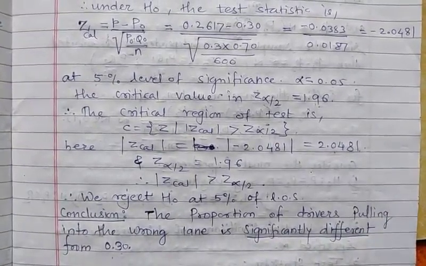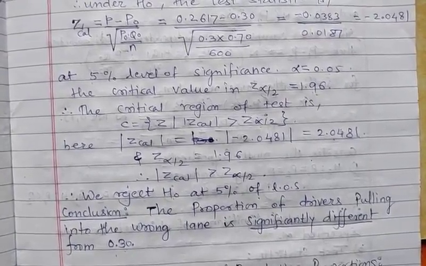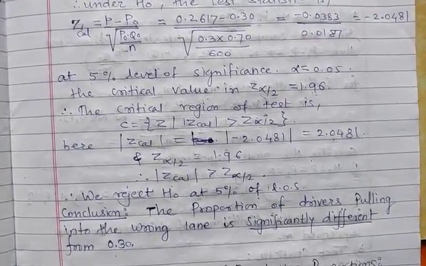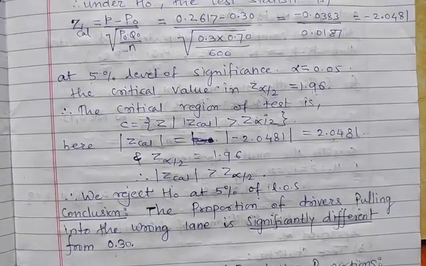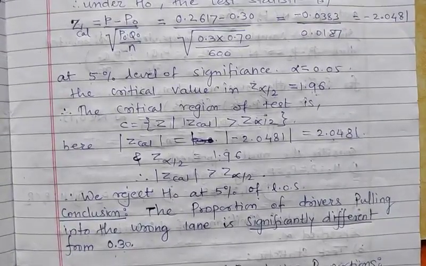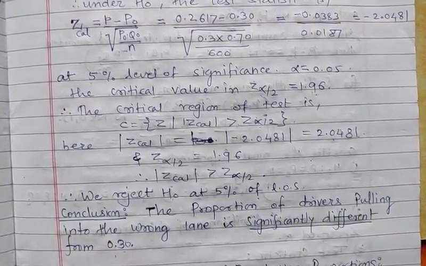Now in the next lecture, we'll see the fourth test, which is the test for equality of population proportion, that is, the procedure of testing H0, which is P is equal to P naught, against H1, which is P is not equal to P naught, for large sample at alpha % level of significance.